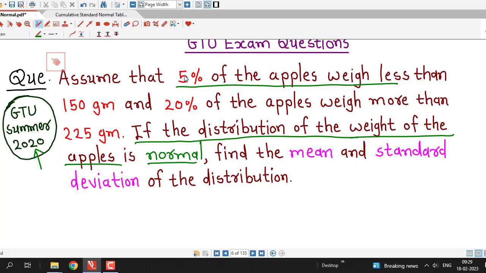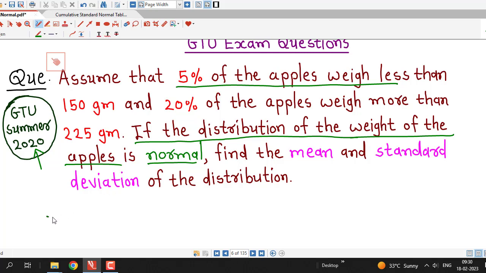Instead of that, they have given that 5% of the apples are having weight less than 150 gram and 20% of the apples are having weight more than 225 grams. So using this information, we have to decide the mean and standard deviation of the normal distribution.